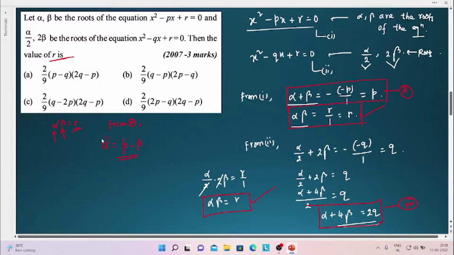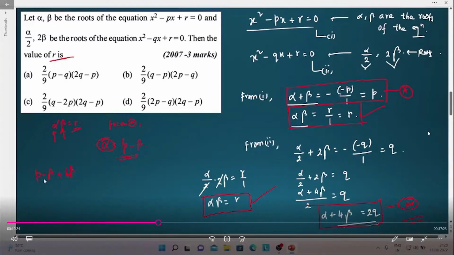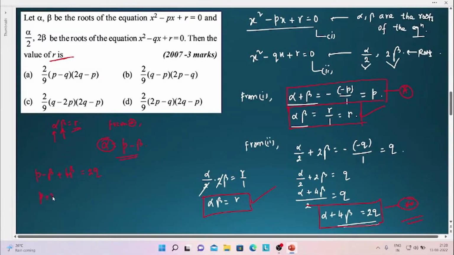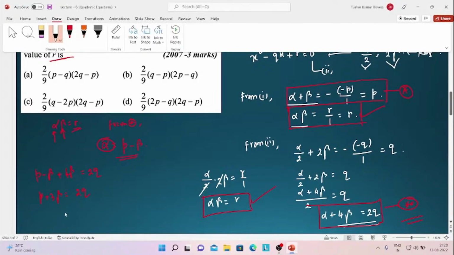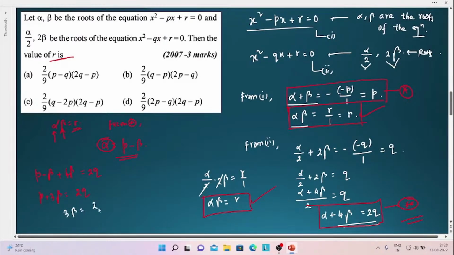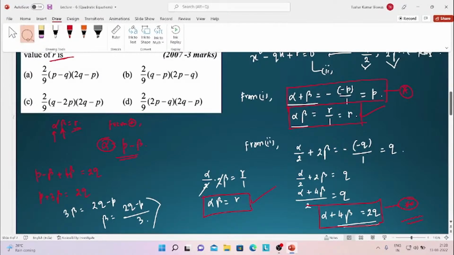Let's put the value of alpha in 2 star. We will have p minus beta plus 4 beta equals 2q, so it will be p plus 3 beta equals 2q. Can you tell me the value of 3 beta? It is nothing but 2q minus p. So the value of beta will be 2q minus p upon 3. So we got the value of beta.